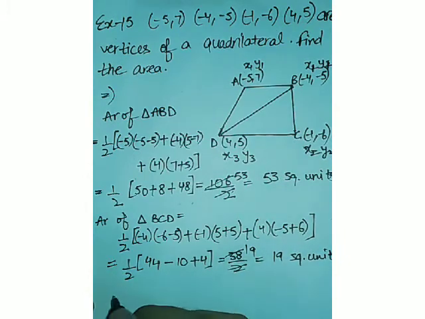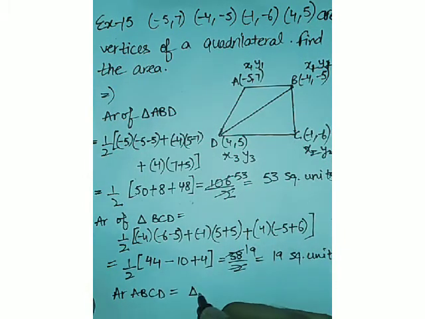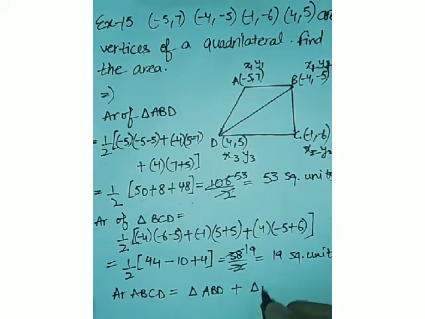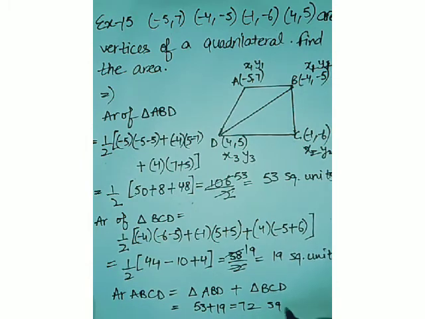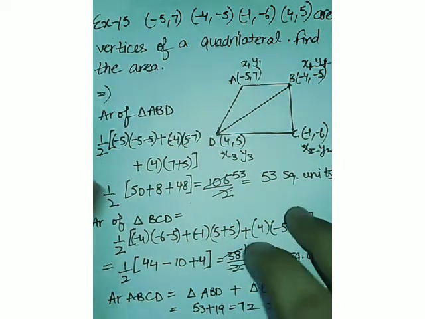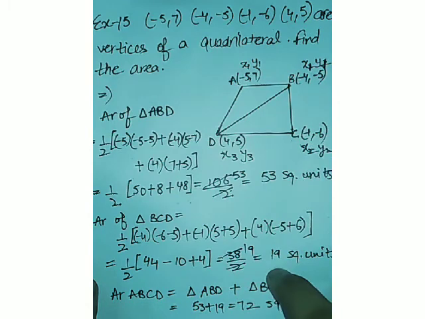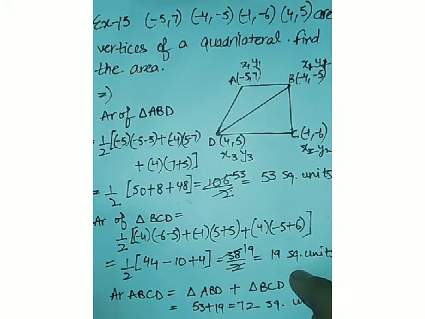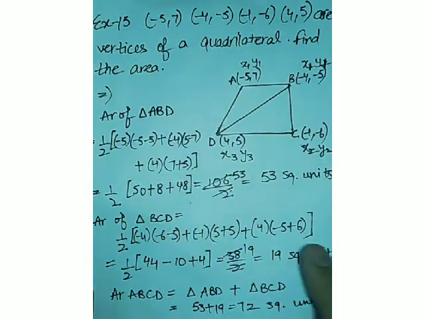Now to find the area of ABCD, just add the area of triangle ABD plus the area of triangle BCD. You will get 53 plus 19 is equal to 72 square units. This is how to find the area of a quadrilateral. It was very easy. You only have to remember the formula of the area of a triangle. Alright, with this example we are done with our chapter coordinate geometry, and you will be able to solve each and every sum of this chapter very easily.